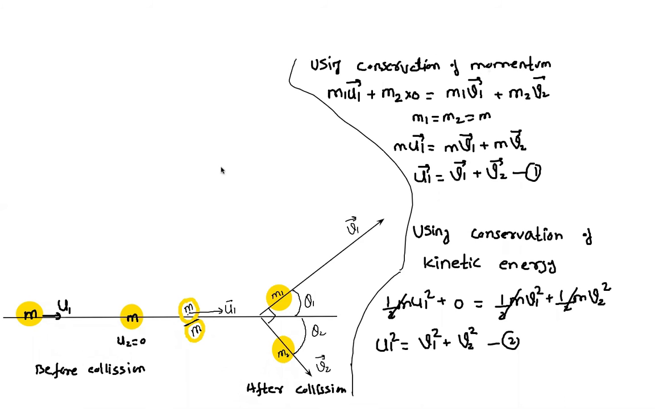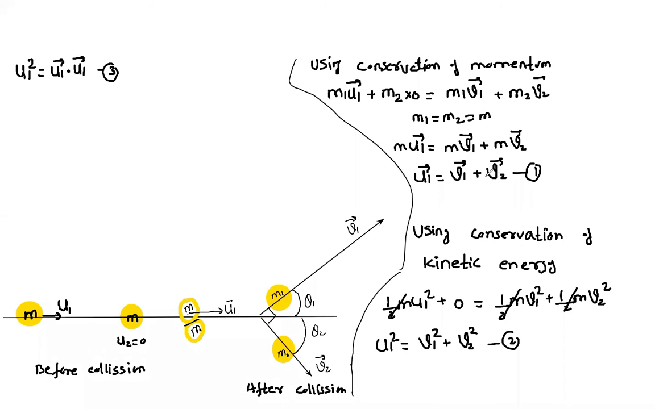Next, I substitute equation number 1 into equation number 2. Just one more thing. If I'm writing that U1 square is V1 square plus V2 square, that simply means U1 square is the square of a vector, which is the dot product of the vector with itself. U1 square means dot product of U1 with U1. I call this equation number 3.